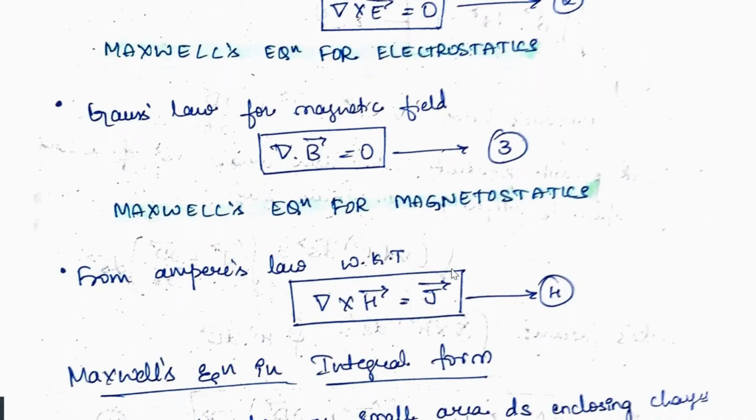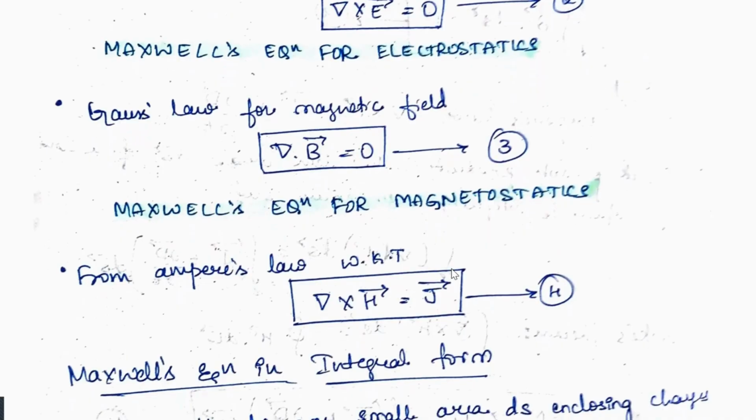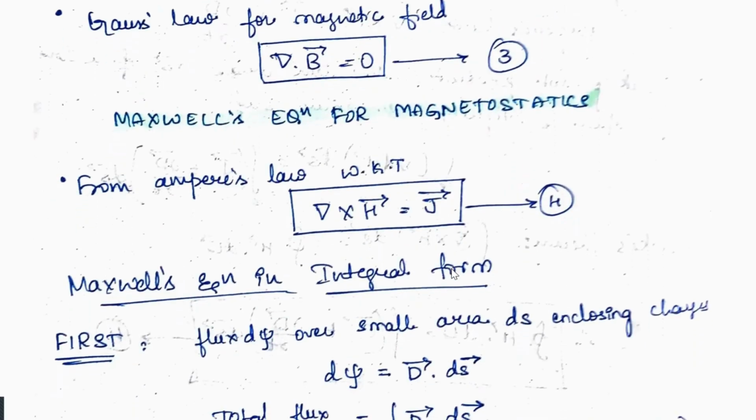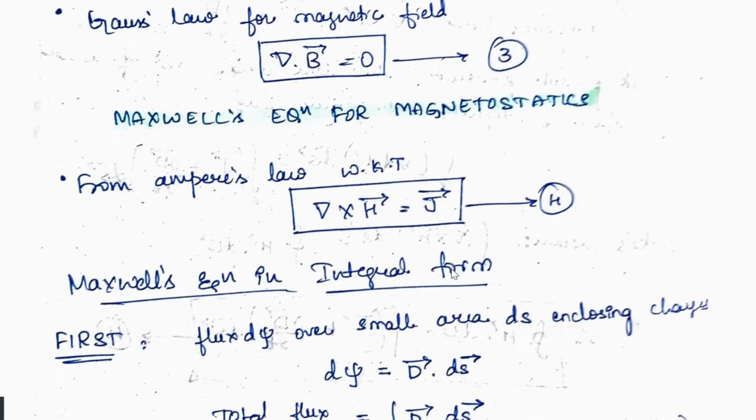Then Gauss law for the magnetic field is ∇·B vector is 0. This is Maxwell's equation for magnetostatics. Now from Ampere's law, we know that ∇×H vector is equal to J vector. Next, Maxwell's equations in the integral form.